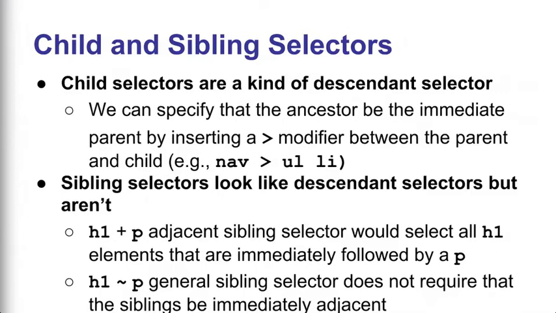Sibling selectors aren't really a special case of the descendant selector. Instead, they're based on which elements appear near each other. Sibling selectors aren't used very often, so it may be better to study them in a CSS reference when you come across them. All you need to know right now is how to recognize them. The plus signs and the tildes are dead giveaways.